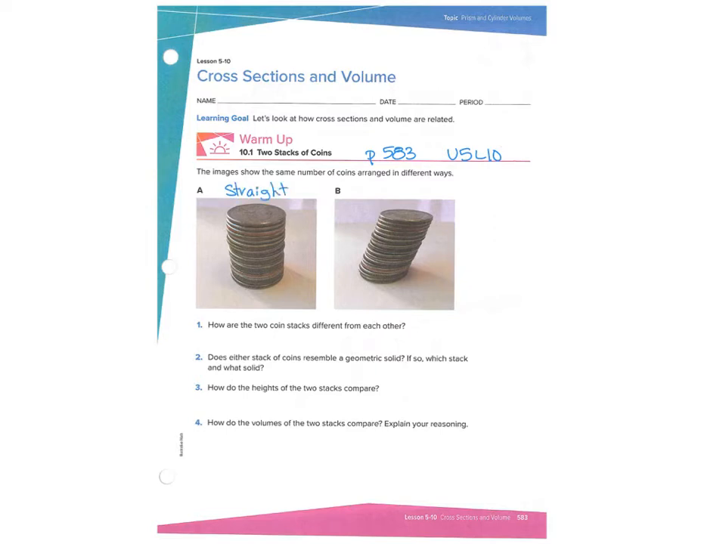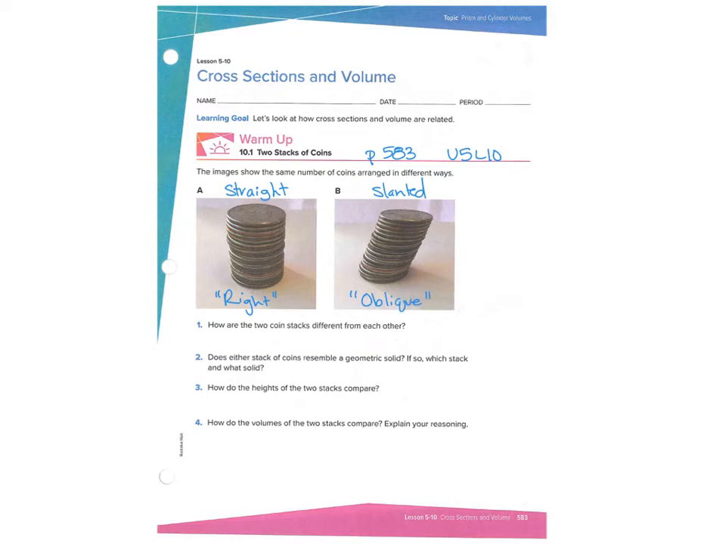In geometry, we call this right, meaning that the sides are straight up and down, perpendicular to the table that they're sitting on. In B, you would say that this stack of quarters is slanted. Someone took their fingers and gently pressed all the quarters over to the side, so they're not going to fall over, but it's slanted. In geometry, we call this oblique.